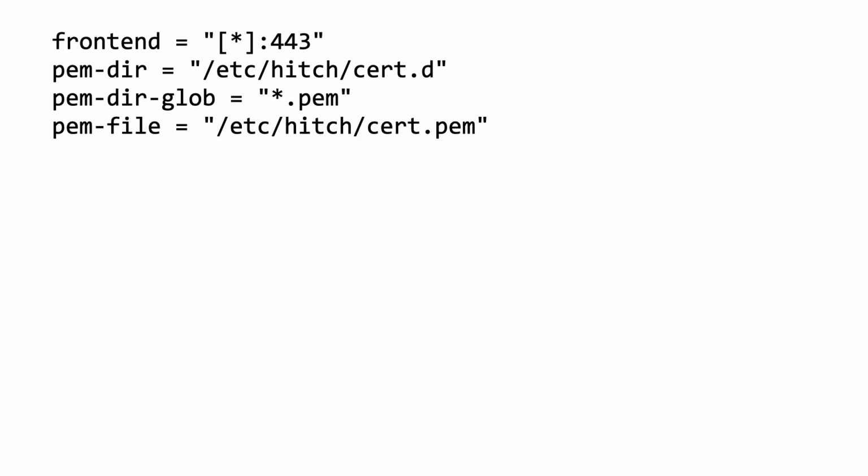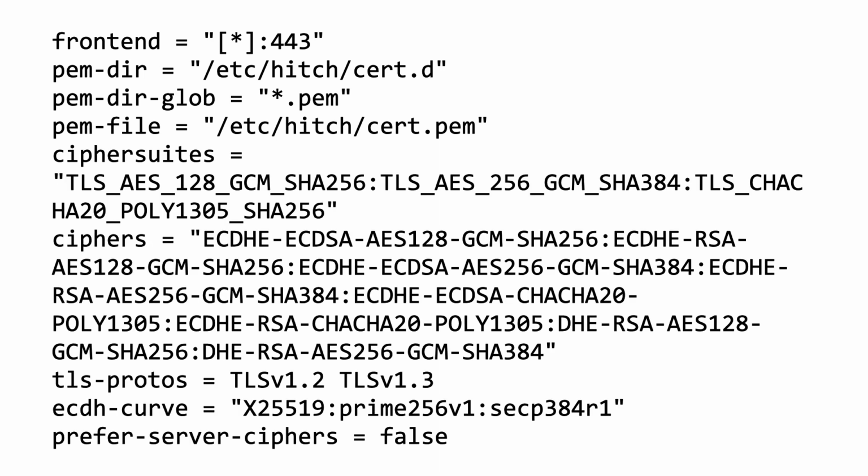What I haven't mentioned earlier in Hitch's configuration is that you can define all the cryptographic parameters. You can define cipher suites and independent ciphers, TLS protos, ECDH curves, and the way cipher should be negotiated. All of that was supported in Hitch is also definitely supported in native TLS.